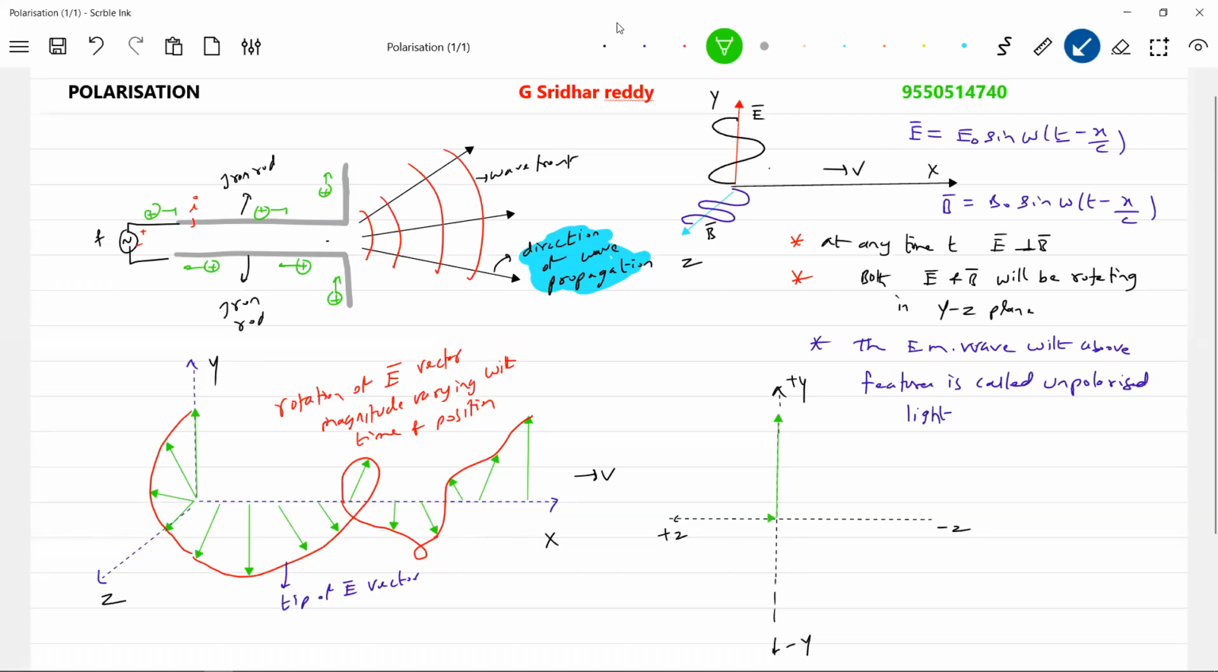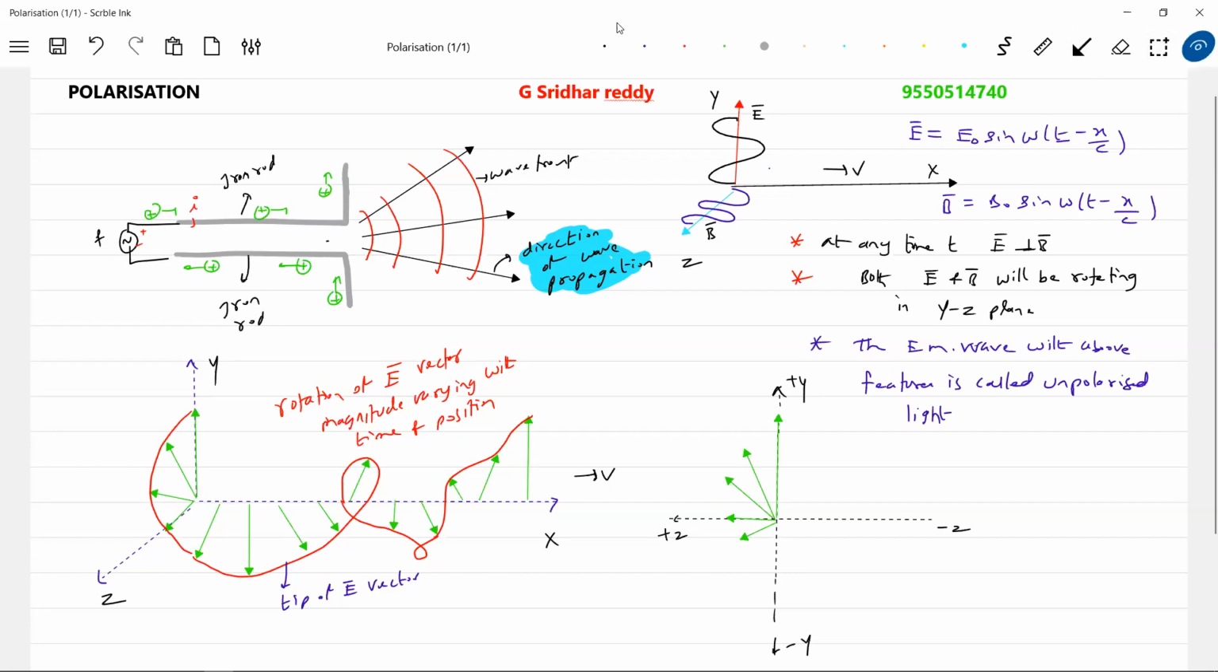Now, after this, what should happen? The magnitude will decrease, so it will come like this after some time. Then after some time, it will be like this. And it will vary sinusoidally. Sinusoidally means what should happen? Sinusoidal or cosine you can take, better cosine.